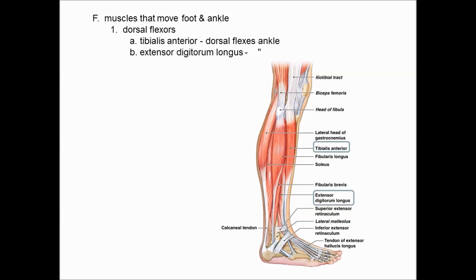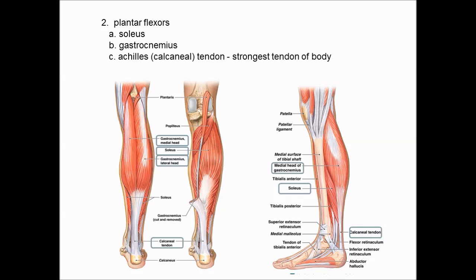Extensor digitorum longus is right below the tibialis anterior, and again, like so many other things, they're layered in with another muscle that does the exact same thing. And then the plantar flexors do the opposite thing. They move the foot down, the toe down, and these are very large in people that ride bicycles because most of the pedaling is pushing the pedal down by twisting the foot in that direction.